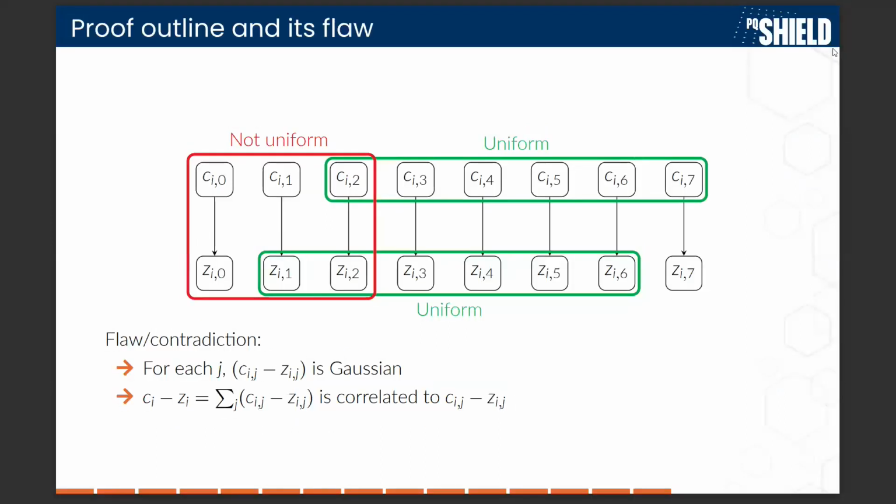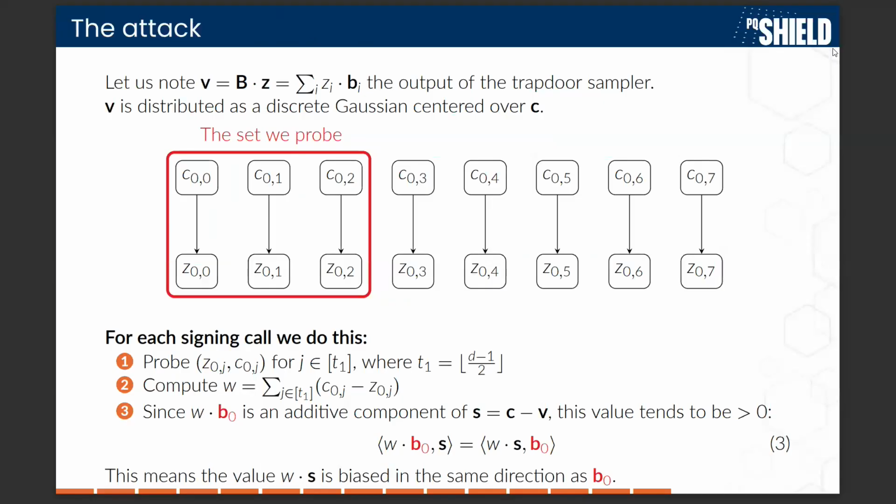But the nature of the attack is that there are correlations between these C_j's and Z_j's. In particular, by definition, the difference between C_j and Z_j is itself Gaussian distributed. And so if you add up these differences, they're correlated to the overall output of C minus Z. Okay, so let's give a basic idea of the attack.